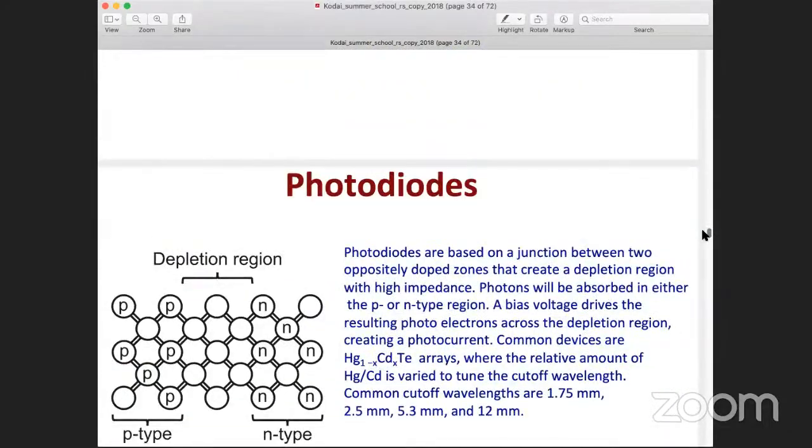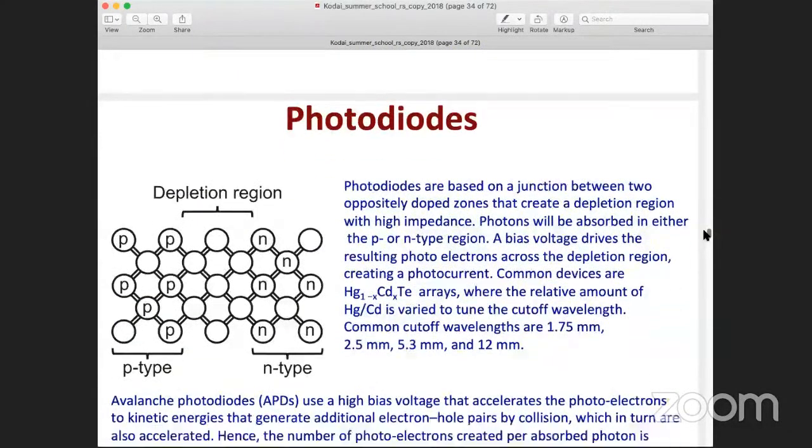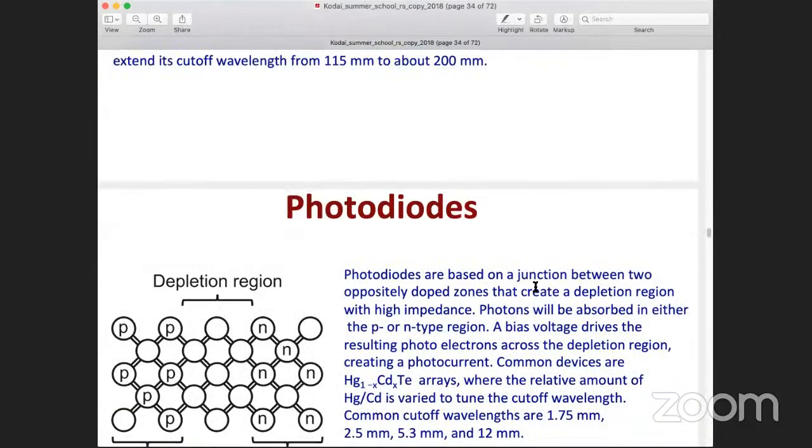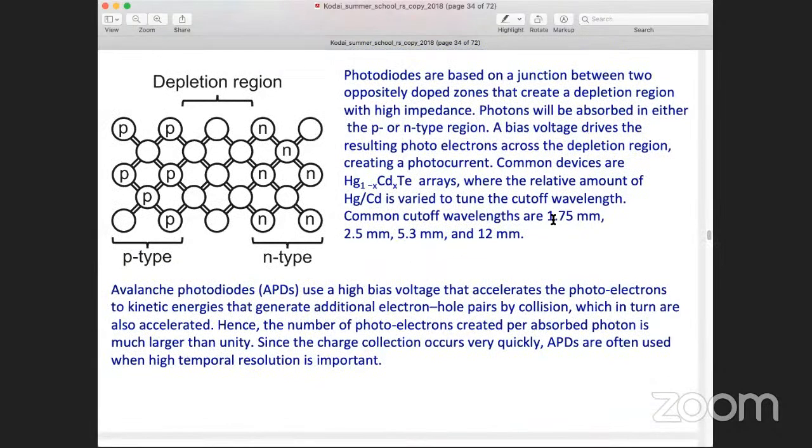And again, photodiodes are also used. They are based on a PN junction, where you have a depletion region between the two junctions, and a photon will be absorbed in either the P or N-type region as bias voltage drives the resulting photoelectron across the depletion region, creating a photocurrent. Common devices are mercury cadmium telluride arrays, where the relative amount of mercury and cadmium is varied to tune the cutoff wavelength. So they can go up to 1.7 micron cutoff wavelengths. These are the cutoff wavelengths.